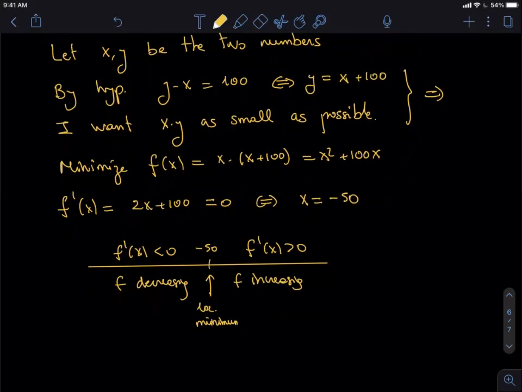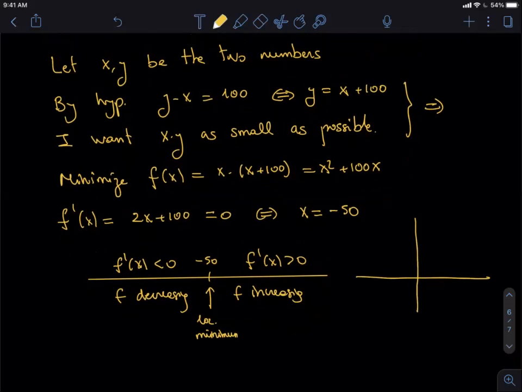Actually, in fact, this is a parabola. If we look at it, it is x times x plus 100, so that means it has two roots, negative 100 and 0. So it will look something like this, and then back up. So it will have a minimum, and that is going to be an absolute minimum, actually.